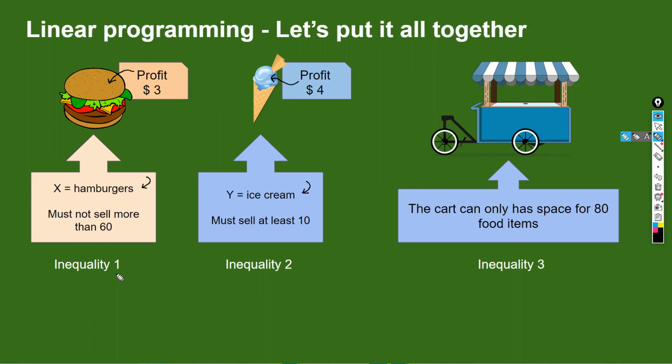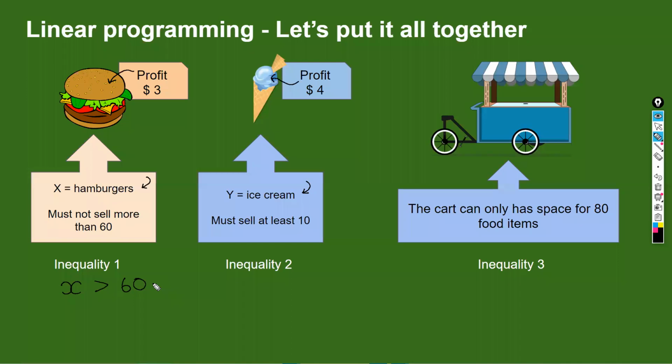Do you think we could come up with an equation? Let me help you with this one, so you get an idea. Remember, the letter X is being used to represent hamburgers, and we must not sell more than 60. Tell me if this is correct. We must not sell more than 60. How much of you all agree with that? Nah, you should not agree with me there.